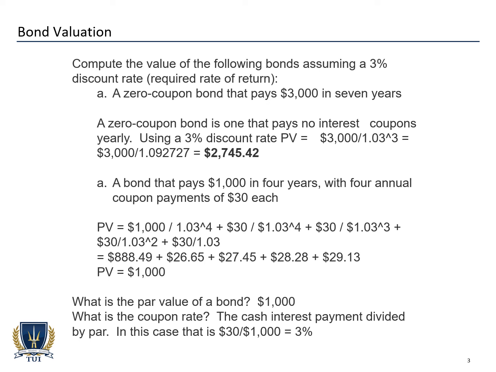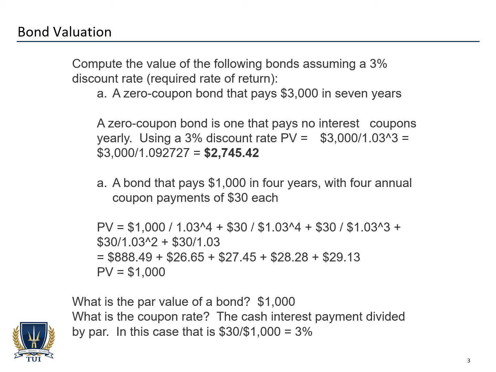And so what's the par value of a bond? All bonds have a face value of $1,000. So the par value is 1,000. That's the amount of money you get at the end when the bond comes due, when they pay you back.